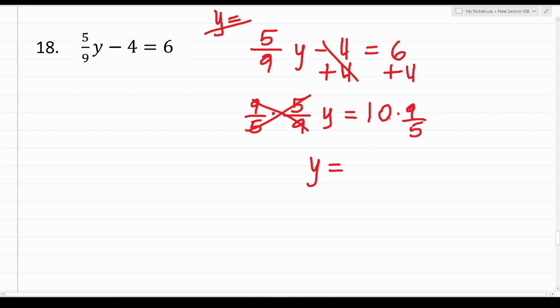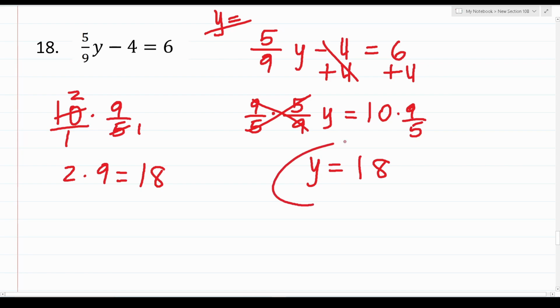And now we got to deal with this. We have 10 times 9 over 5. Well, as you just saw, we can actually represent this 10 as a fraction by placing it over 1. So this is 10 over 1 times 9 over 5. And if we want to keep the math very, very easy, we can say 5 goes into 5 one time, 5 goes into 10 two times. So now we have 2 over 1, which is 2, times 9 over 1, which is 9. 9 times 2 is 18. So y in this case is going to be 18.